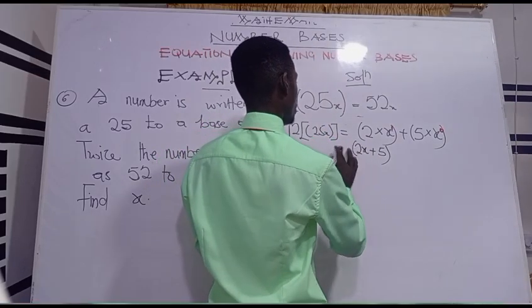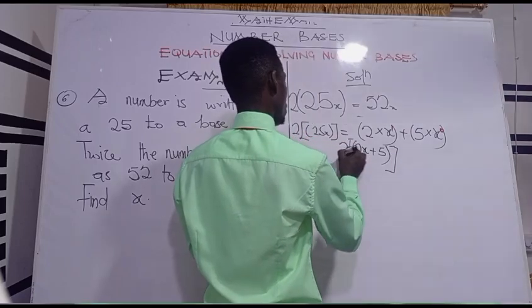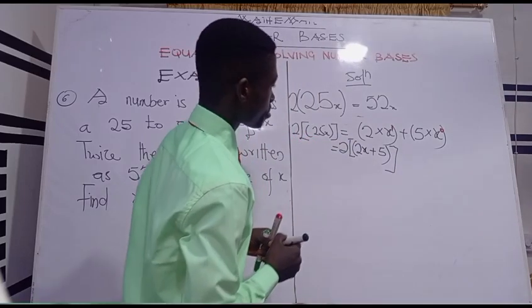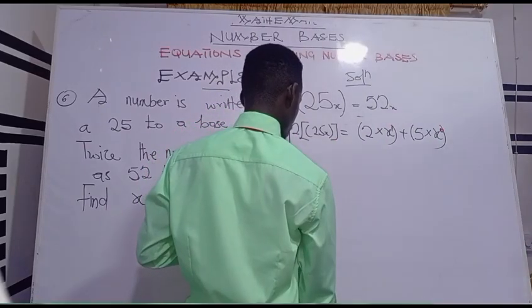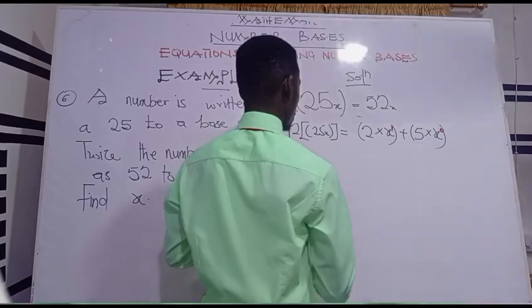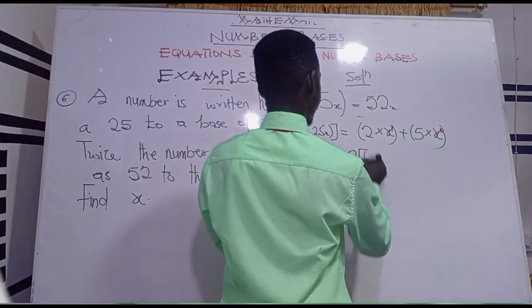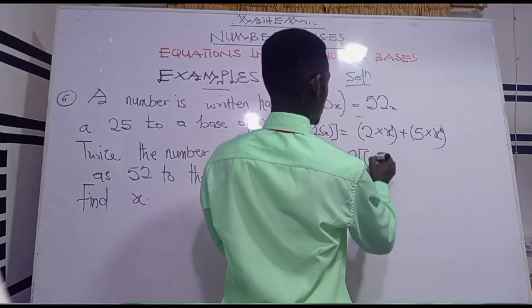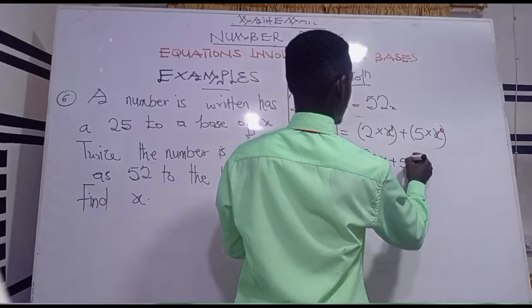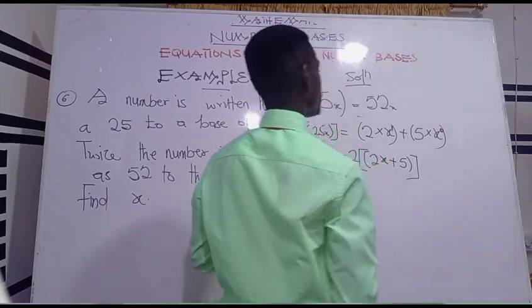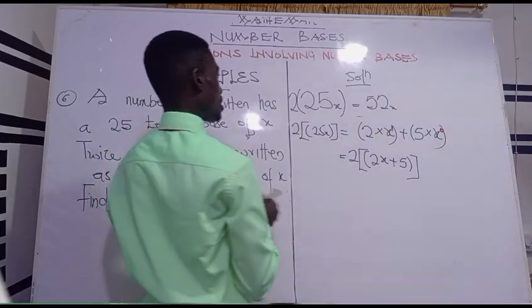But we have 2 here. So we have 2x plus 5. Good. Then after that, we convert this one also to a base 10 numeral.